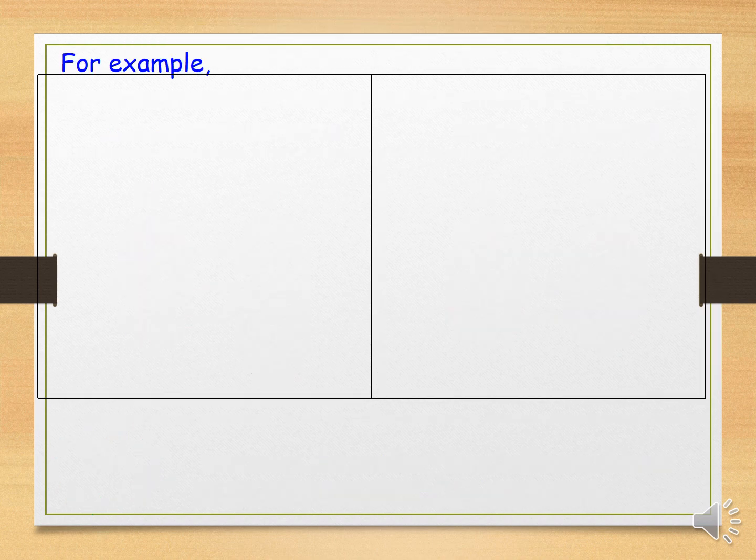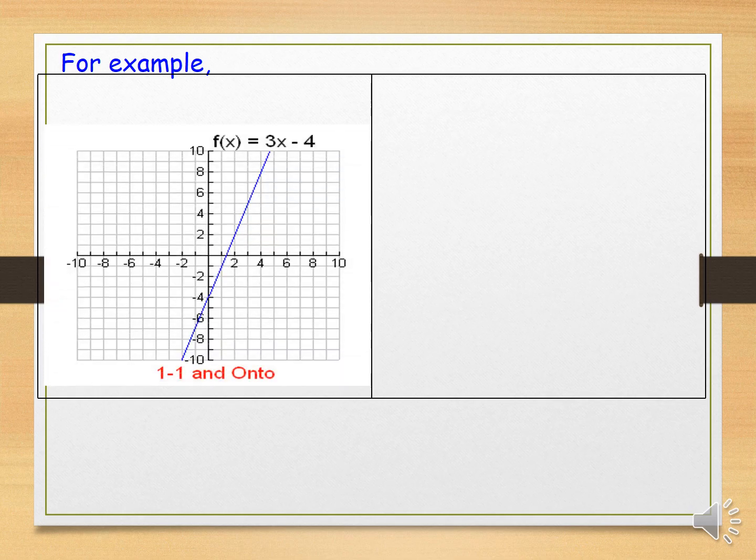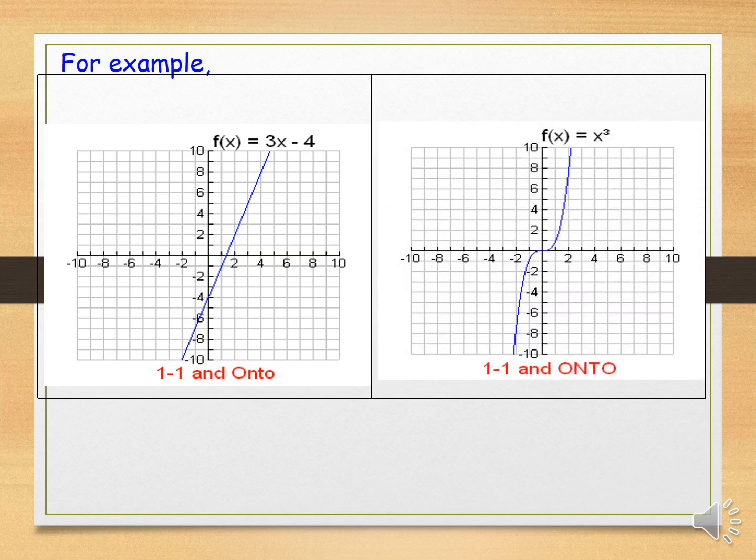For example, in graph, from this graph f(x) equals 3x minus 4, we can see that all values of x have a coordinate of y, and for all coordinates of y, it has its own coordinate x. The second graph, f(x) equals x cubed. This is also an example of one-to-one and onto function.